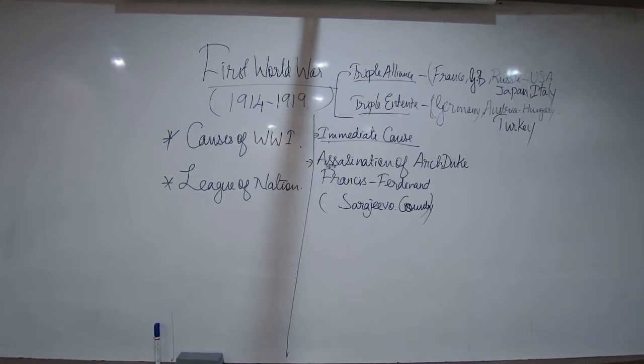This person belonged to Austria. He was killed by a person from Serbia. Serbia is a small country in front of Austria. Austria was trying to attack Serbia and capture it, and they gave it that opportunity. Austria put forward 11 demands. Hand over the person who was killed.